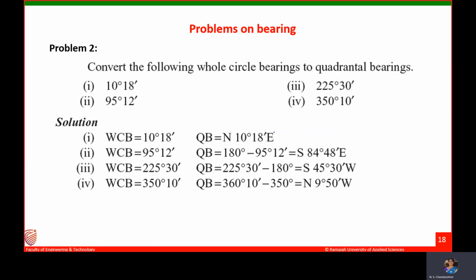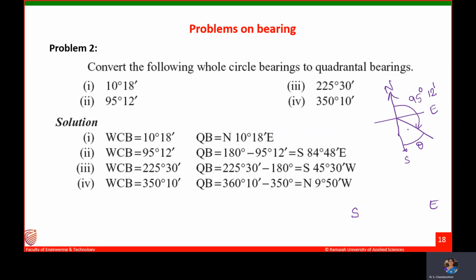Now, the next option is 95 degrees 12 minutes. So this is north. Here it is east. East means here it is 90 degrees. 95 comes here. So this is 95 degrees 12 minutes. So we have to find out this theta, because from the whole circle bearing we have to find the quadrantal bearing. Quadrantal bearing is represented as south theta degrees east.